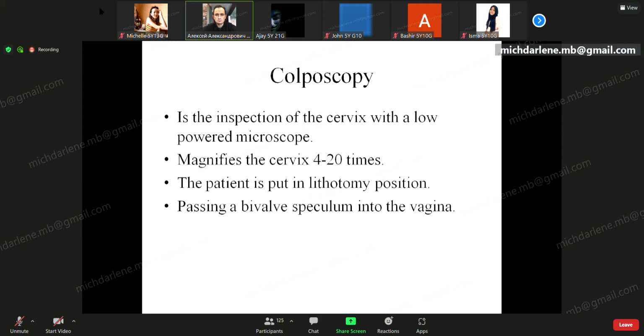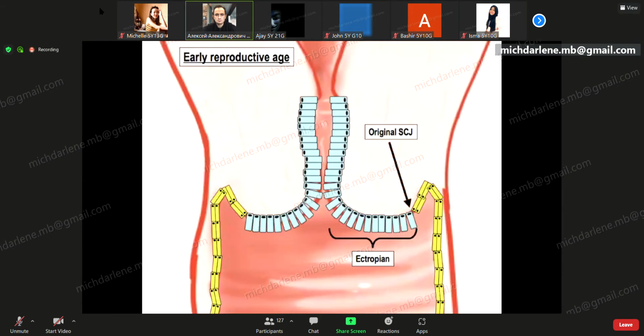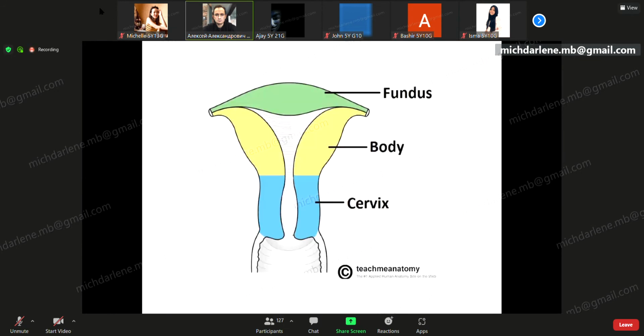Inspection of the cervix with a low power microscope, magnifying the cervix several times. No, we need to do it with the help of speculums. With the speculums, we need to put them inside the vagina, open it, and find the condition of the vaginal part of the cervix. Don't forget, guys, that we are talking about the vaginal part of the cervix. We can check the abdominal part of the cervix, but actually, don't forget that we don't need it.